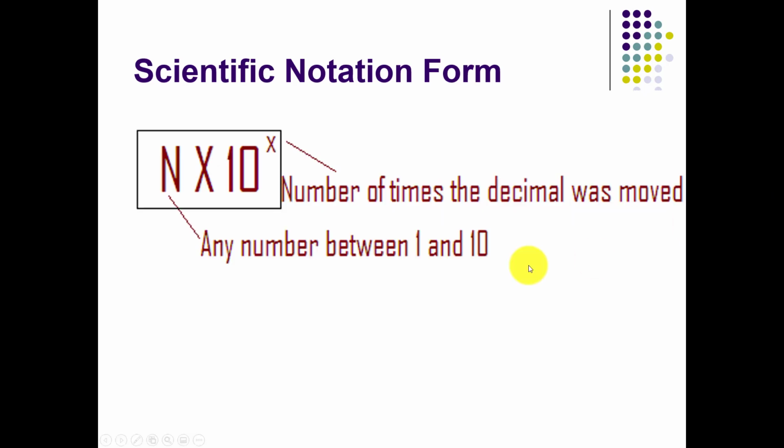So here is the format here. N is just your number, but this n needs to be a number between 1 and 10. It can never be smaller than 1. It can never be bigger than 10. Okay? And then this should be, if you're converting into scientific notation, I'll show you how to do that, however many times you move the decimal.